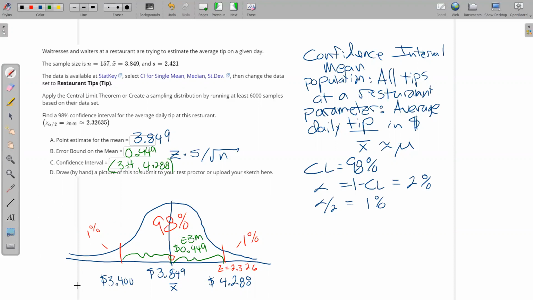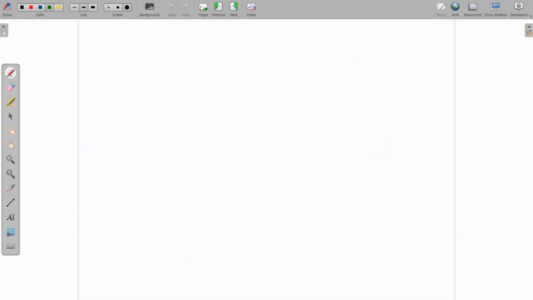And then I would want you to screenshot this or take a picture of your paper with your phone and then upload that picture for me to take a look at later. Let's see, is there anything else we should say about this? Oh, what would our interpretation of the confidence level be? Let's write an interpretation. I don't think I asked for it in this problem. I just asked for a picture. But on the final, I'm definitely going to ask for an interpretation.